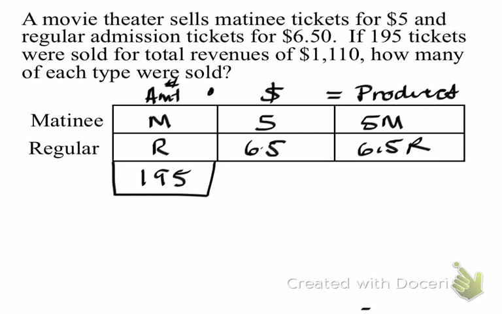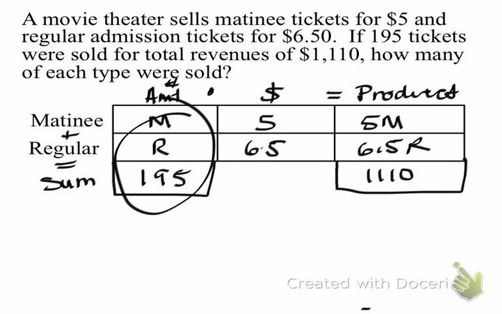195, because I'm buying 195 total number of tickets, quantity. Would you label it sum? Yes, and I would label it sum, and it would be plus and equals. Thank you. And then what am I putting in the last box on the other side? 1,110. Do you guys understand how to do these? Yeah. 2 equations. One's here, one's here.